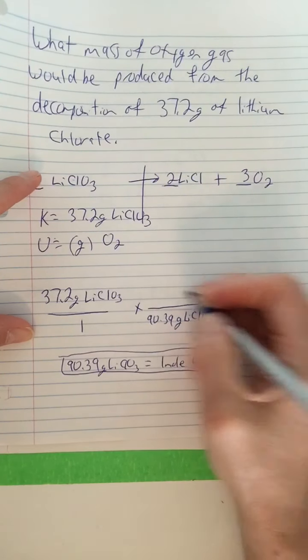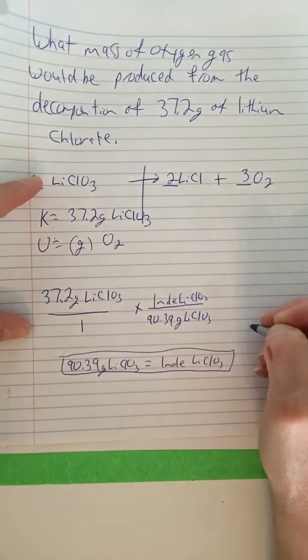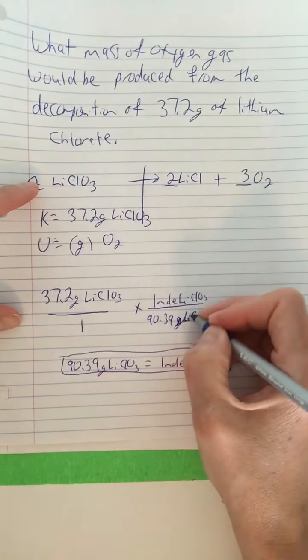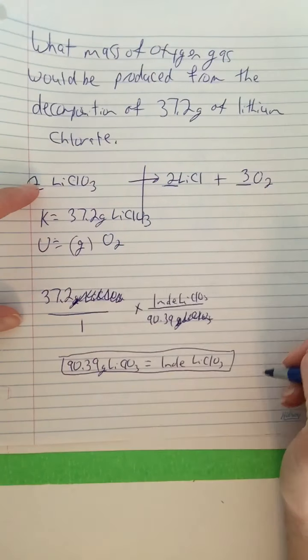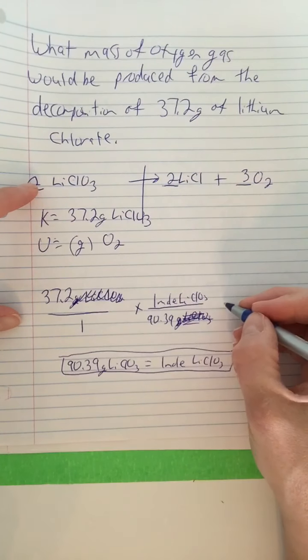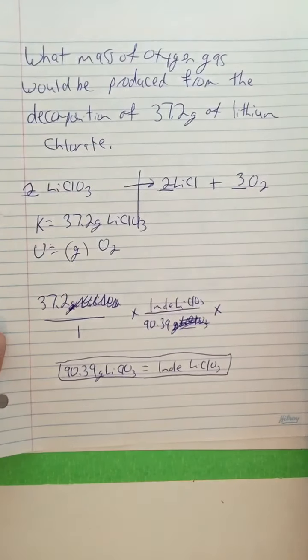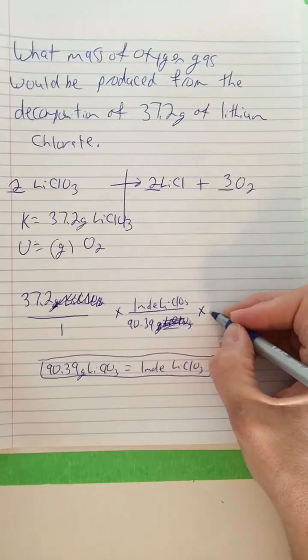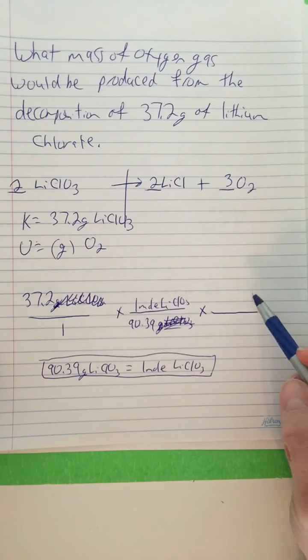90.39 grams is equal to 1 mole of LiClO3. Awesome. These grams of lithium chlorate get to disappear. Bye-bye. I'm left with moles of lithium chloride. Well, that's not what my answer is looking for, my unknown. I've got to keep going. I need another bunk. I'm going to run out of room. This is the one thing I don't like about these, I run out of space, because I'm not on a whiteboard.